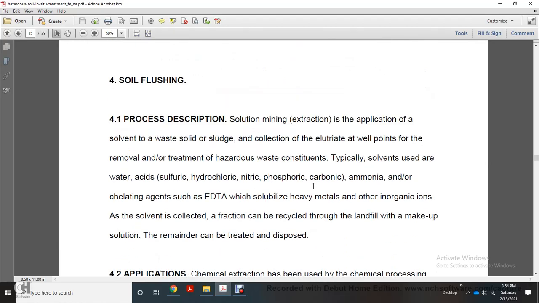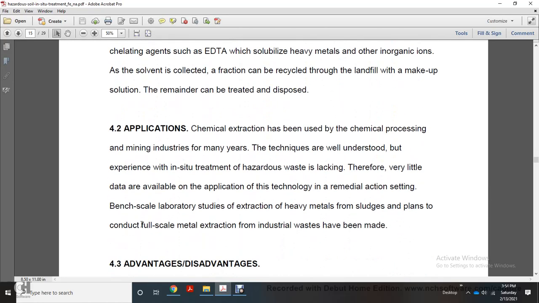4. Soil flushing. Process description. Soil flushing extracts contaminants from waste solids and sludge using collection and application points for the removal and treatment of the hazardous waste. The solvent depends on the waste type: water, acids such as sulfuric and nitric, phosphorus compounds, carbon compounds, ammonia, and or chelating agents such as EDTA, which solubilize heavy metals with either organic or inorganic ions. The solvent and collected fraction can be treated, and the remaining solution disposed through landfill.